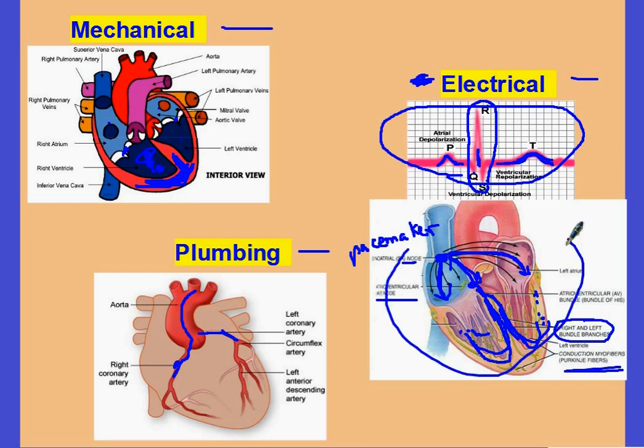And then this is the actual diagram showing you that electrical pathway with the AV node, the SA node, the bundle of His, the right and left bundles, and then the Purkinje fibers. So we have a mechanical, a plumbing, and an electrical component of the heart that helps it to function.